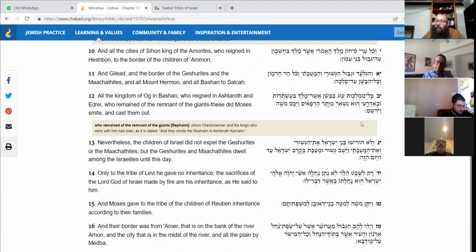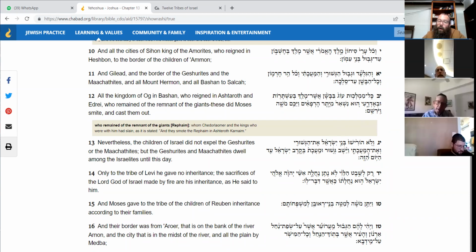Kol mamlechet Og melech haBashan, the whole kingdom of the giant Og, who Moses killed, asher malach b'Ashtaros, who was king in the city of Ashtaros, uv'Edrei, asher nishar miyeter haRefaim, and he tells us something very interesting about this guy Og, who remained from the giants of Edrei. Who are the giants of Edrei? Asher nishar miyeter haRefaim, who remained from the Refaim, vayakem Moshe vayorisham, Moshe smote these giants and he inherited their land. I wanted to stop for a minute to tell you about whose land. I'm going to show you in the geography in a moment, but who was this giants of Refaim?